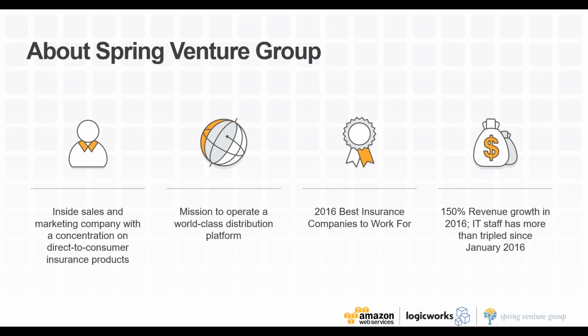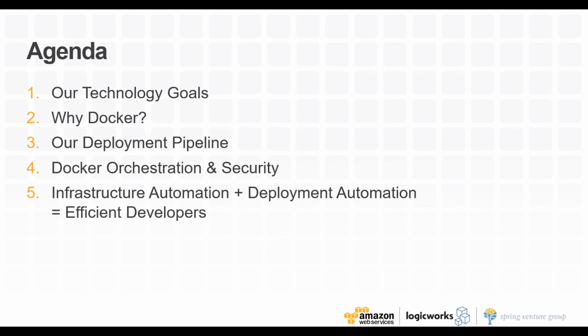SVG has an amazing culture, and we've been recognized by Ingram's as the best company to work for in the insurance space in 2016, and just last week Ingram's announced that we won that same award for 2017. All of this has led to significant growth in both revenue and staff size. In 2016 we had 150% revenue growth, and in the last 18 months the company overall and the IT staff has tripled.